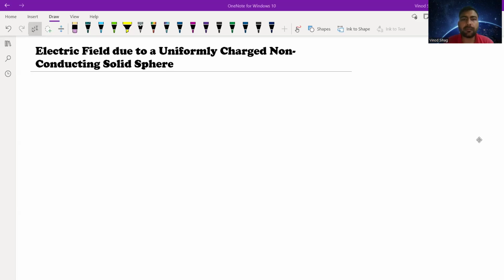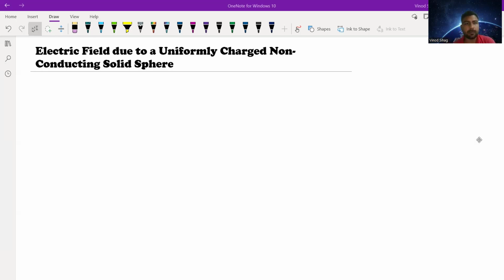So in the last lecture we studied the electric field due to a uniformly charged non-conducting solid sphere at points outside the solid sphere and at a point on the surface of the sphere. Now in today's lecture we are going to study the electric field inside the solid sphere. Due to a technical issue, the connection was lost in the last lecture, so it was left. So let us start.